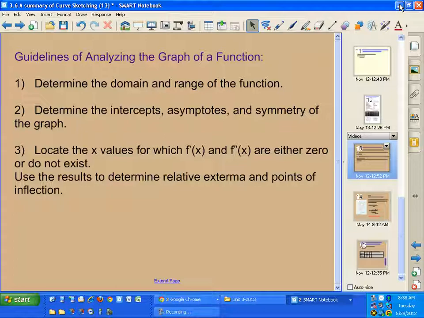And so that's kind of what you need to walk away from this section, not necessarily being able to sketch a graph, that's not necessary for the AP test, but you need to be able to see how the original function, the first derivative, and the second derivative react to one another and how they are related, and that's kind of the key. So when we're doing this, it talks about finding the domain and the range of the function, intercepts, asymptotes, symmetry of the graph, and then locate the values where f prime and f double prime are 0 or don't exist. That's the key. And then try to get relative extremas from this.